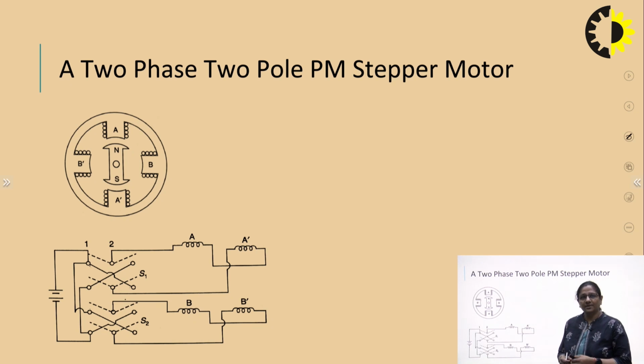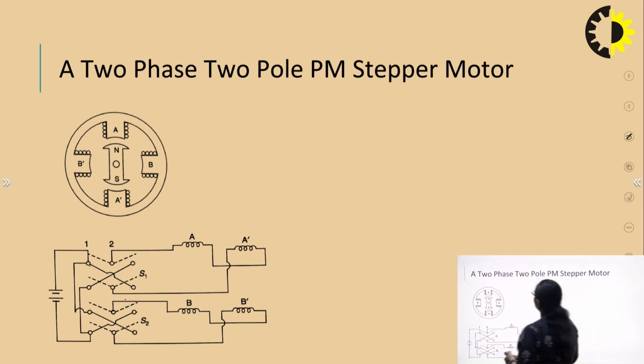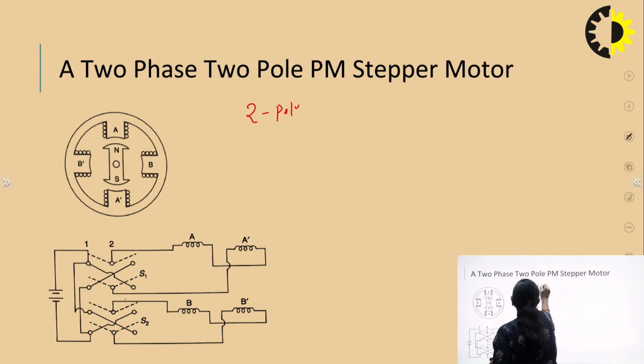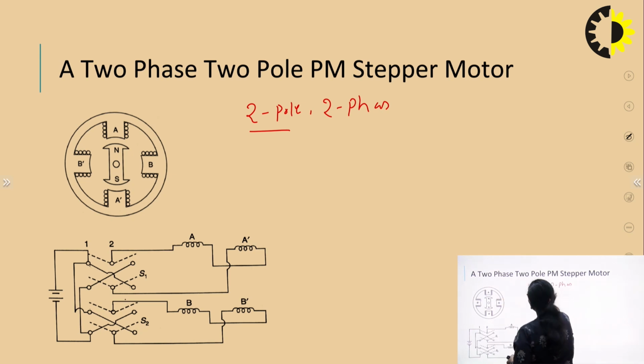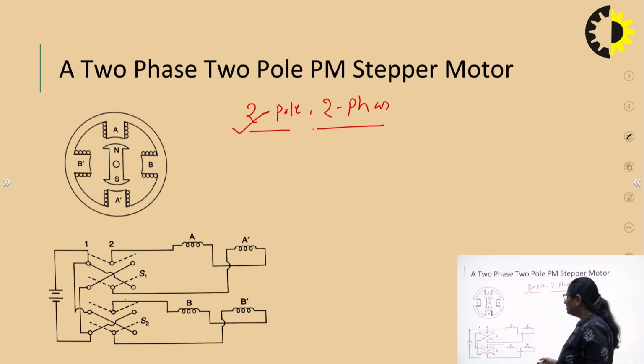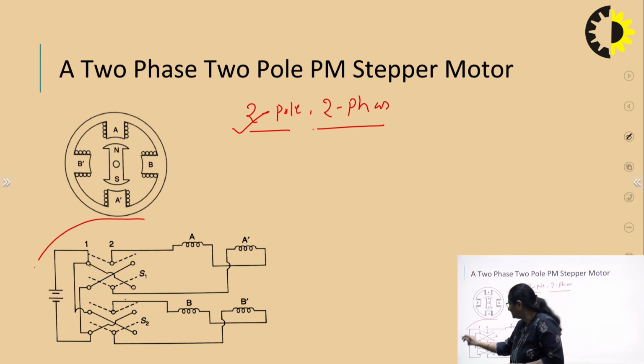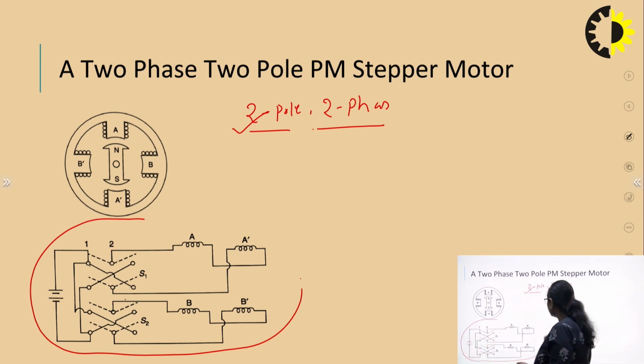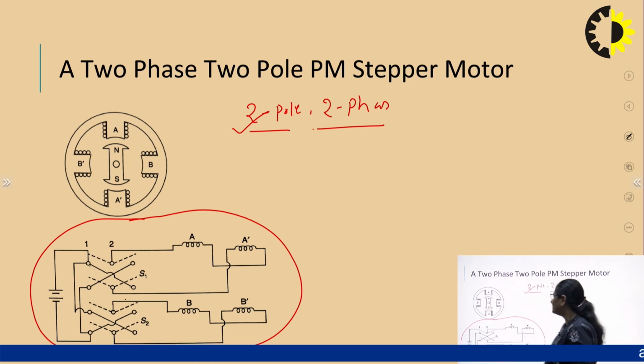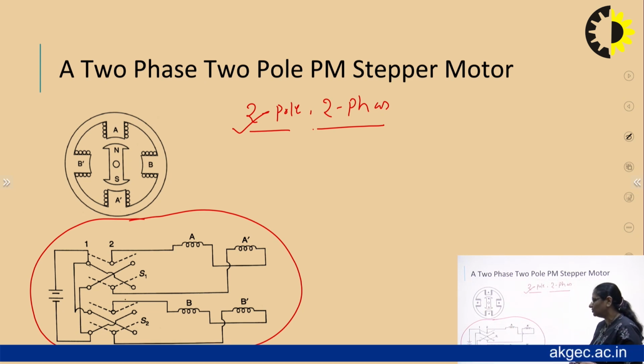Starting with the basic structure of a two-pole permanent magnet stepper motor, it is actually a two-pole two-phase motor. The stator has two poles. The stator has two phases, A and B. The rotor has two poles, right? Now, a typical excitation circuit for the phase windings A and B is shown over here.